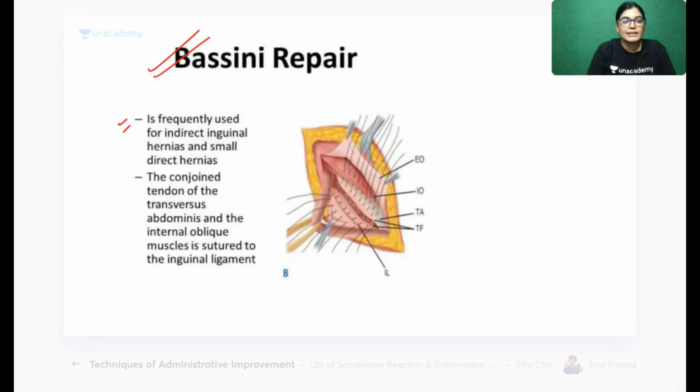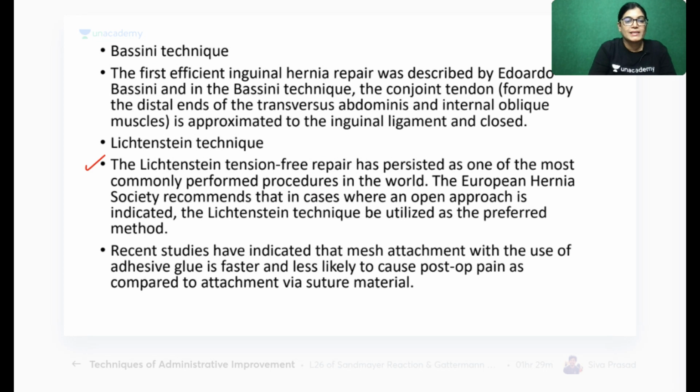The conjoined tendon, which we know is formed by the transversus abdominis muscle and the internal oblique muscle, is sutured together with the inguinal ligament. This is how Bassini's repair is done. But not only Bassini's; actually, the correct answer is we have to go for the Lichtenstein technique. This technique is tension free and one of the most commonly performed procedures around the world.